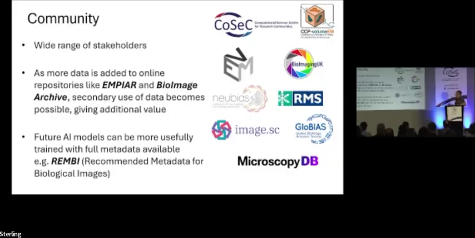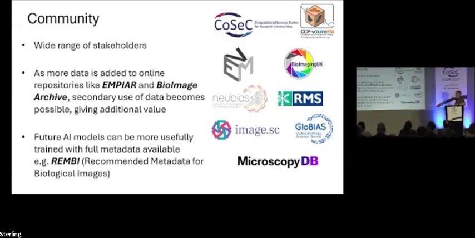Like I say, we want the community to recognise this fact that there's this huge amount of rich data out there in these archives. Secondary use is possible. People who don't really care about the biology can use this data to train their AI models. To do that, we've heard a couple of times already that some sort of sensible metadata standards are going to be really important for this.